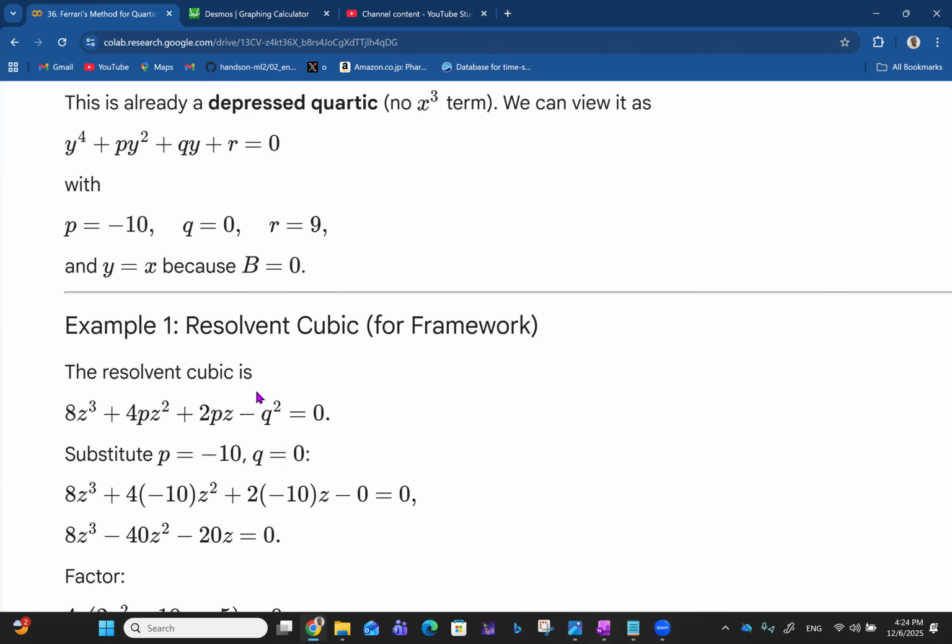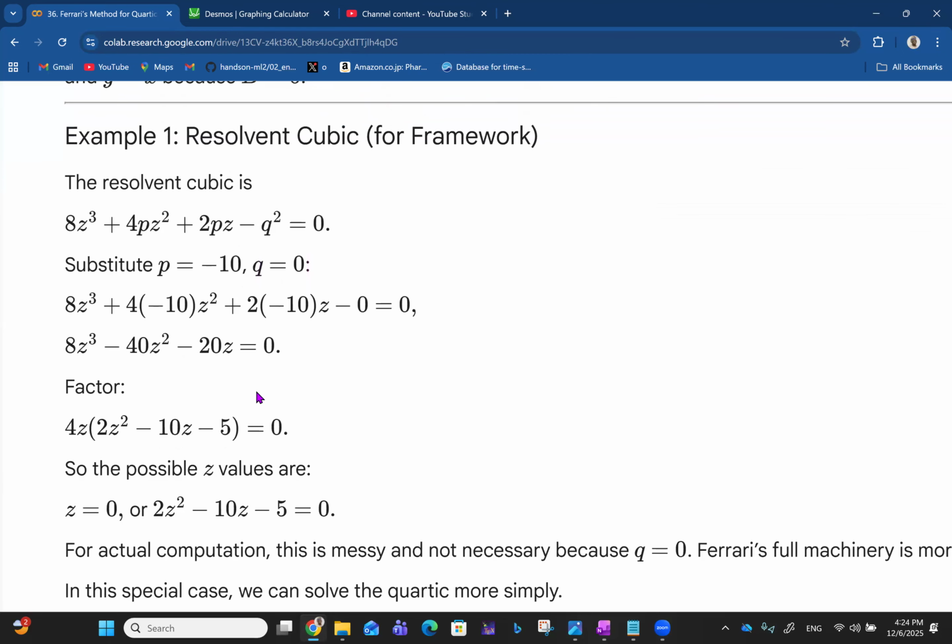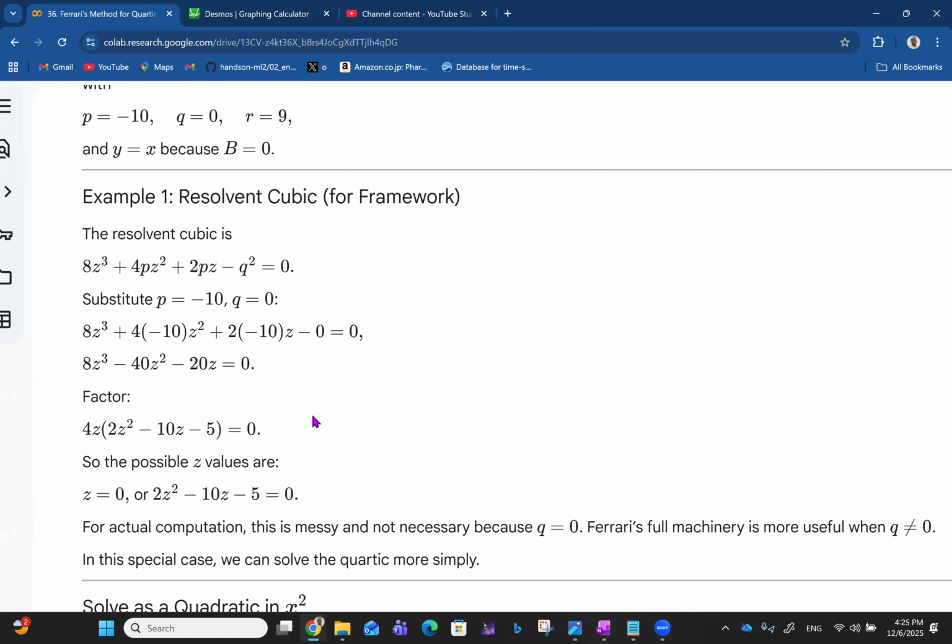Okay. So now, for step one, we have the resolvent cubic for the framework. The resolvent cubic is usually 8z cubed plus 4pz squared plus 2pz minus q squared equals 0. If you substitute p equals minus 10 and q equals 0, you have 8z cubed plus 4 into minus 10 z squared plus 2 into minus 10 z minus 0. So you have 8z cubed minus 40z squared minus 20z equals 0. Then you can factor this now. Of course, to solve any problem like this, the first thing you want to think about is factoring.